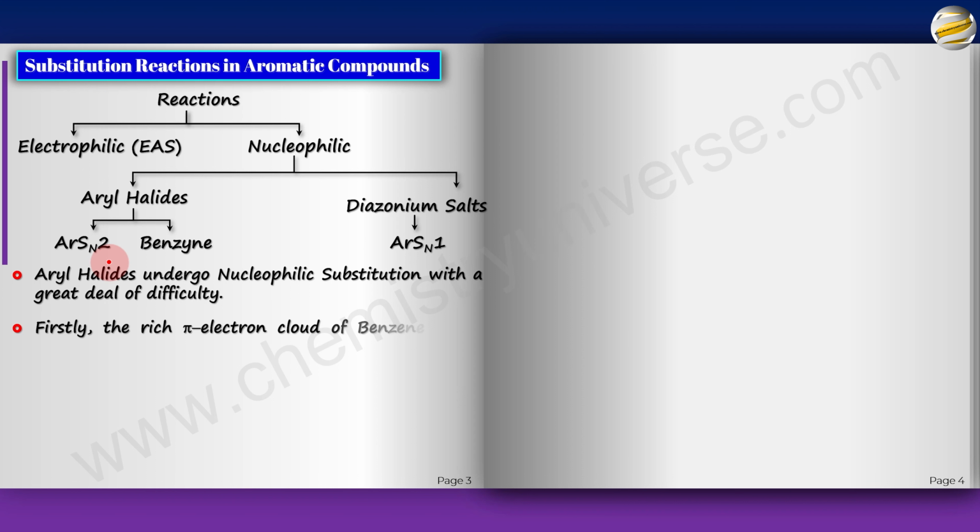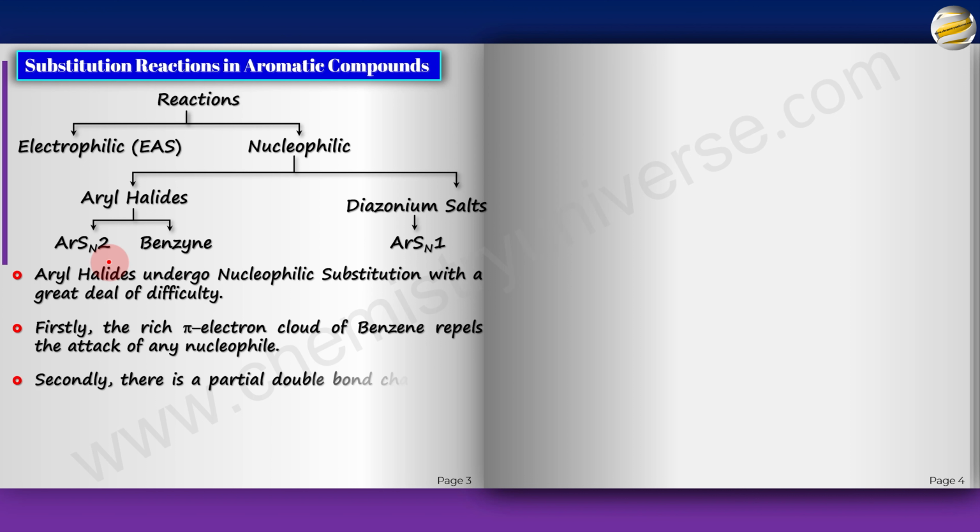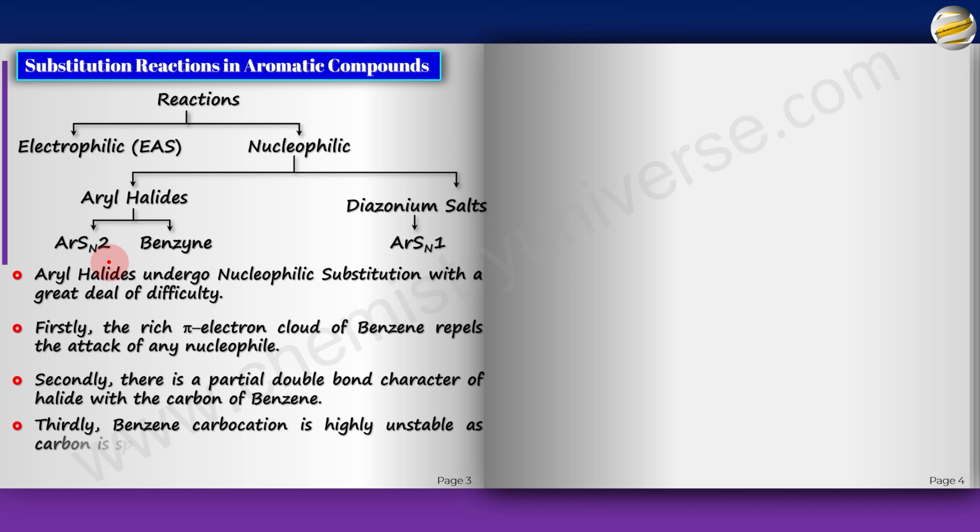Firstly, the rich pi electron cloud of benzene repels the attack of any nucleophile. Secondly, there is a partial double bond character of the halide with the carbon of benzene. And thirdly, the aryl carbocation is highly unstable as carbon is sp2 and it is not easily formed. So how do we do that?